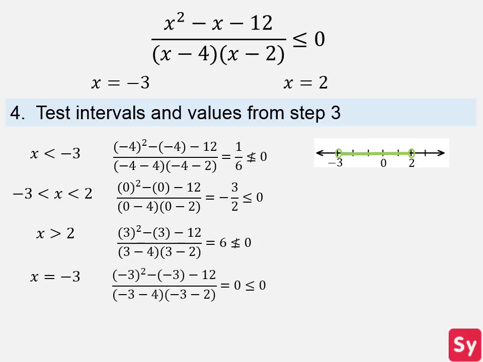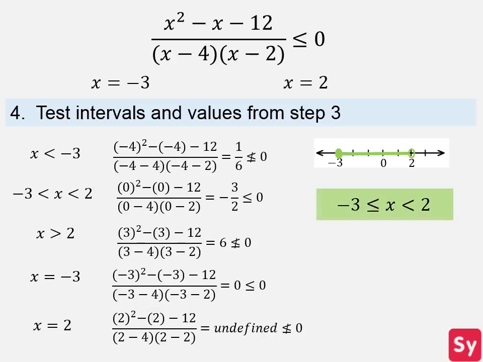Now we test x is equal to negative 3. We plug in negative 3 and see that 0 is less than or equal to 0. So this is a solution and we fill in the circle at negative 3. Finally, we test x equals 2. We plug in 2 and it is undefined, so it is not a solution. Now we can look at our number line and we can see our answer is negative 3 is less than or equal to x, which is less than 2.